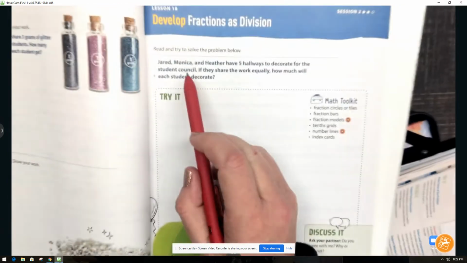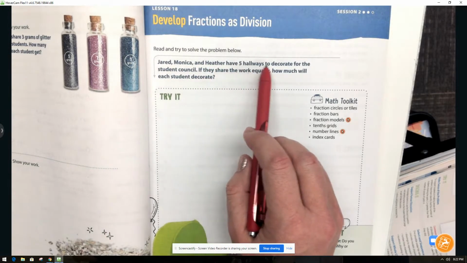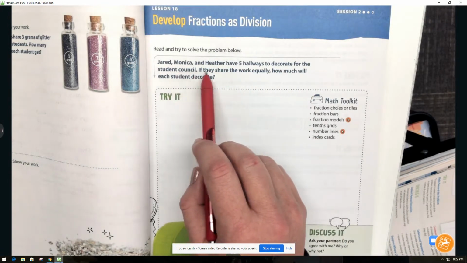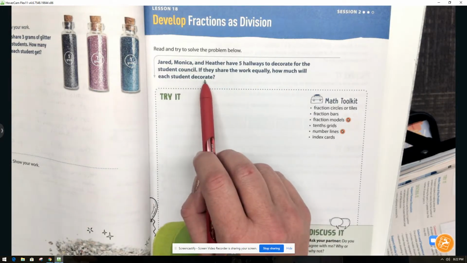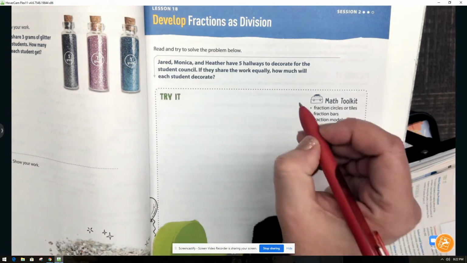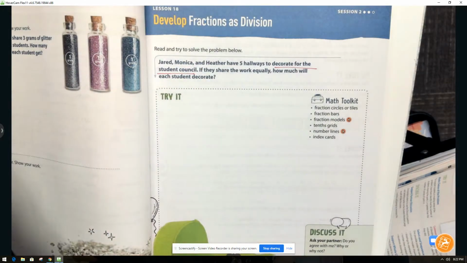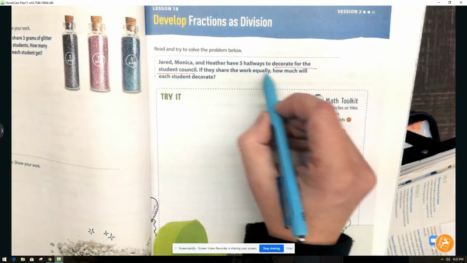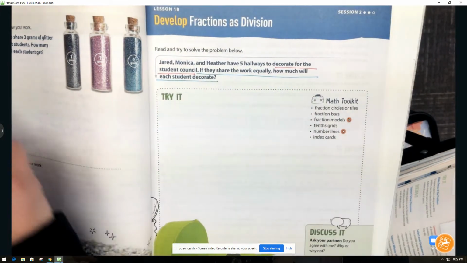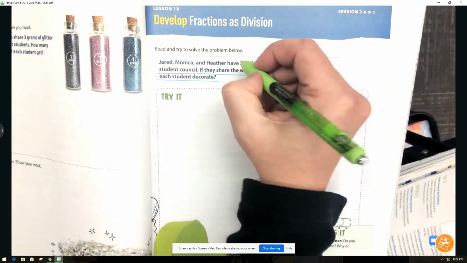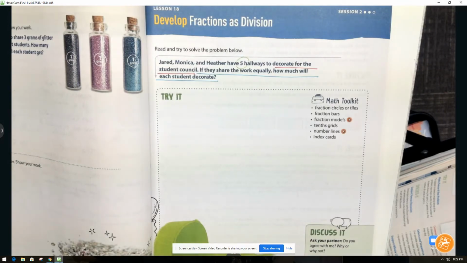On this page, this is the problem we have. It says, Jared, Monica, and Heather have 5 hallways to decorate for the student council. If they share the work equally, how much will each student decorate? So first of all, we're talking about decorating a hallway for the student council. And what we're trying to find out is, if they share the work equally, how much will each student decorate? The important thing here is that we have 5 hallways that need to be decorated, and they don't give us the other number.